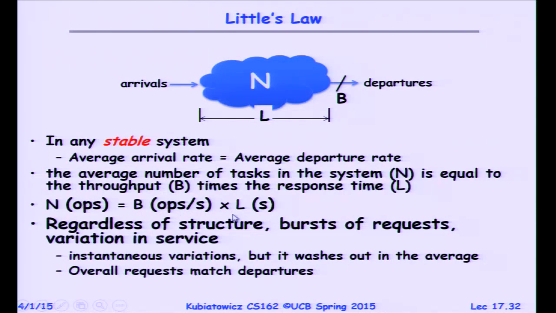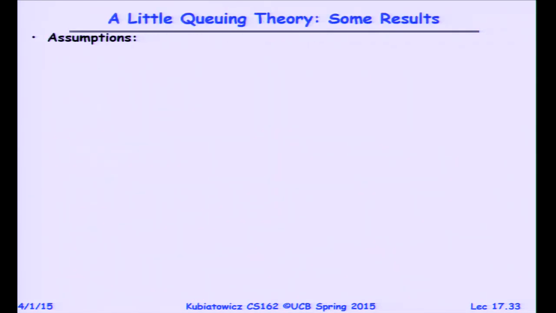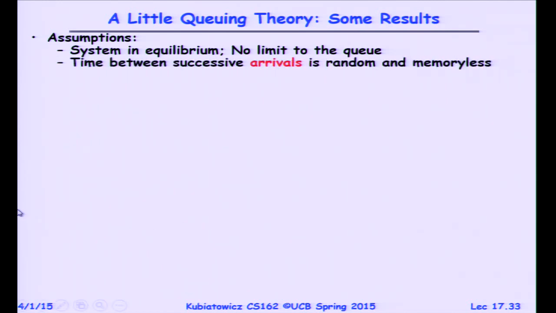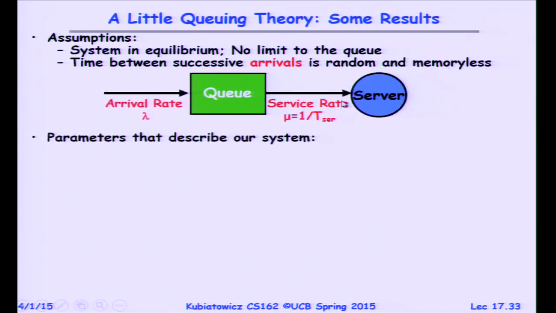And it turns out from this, regardless of bursts or anything, you can derive all sorts of queuing theory. Now I'm not going to derive it for you, but I'm going to give you some results which are useful. So here are some assumptions. The system is in equilibrium, so the queue is neither growing nor shrinking. Very important. The time between arrivals is random and memoryless. So notice we have memoryless input. The server can have any sort of complicated service behavior, okay, but it has a service time on average T service, and mu is 1 over that, which I showed you earlier.